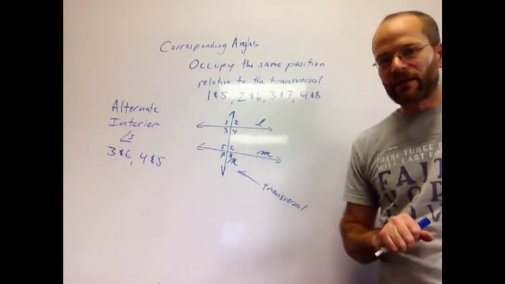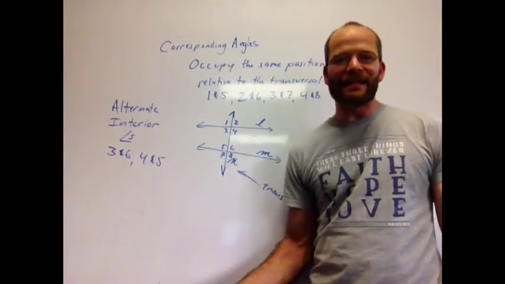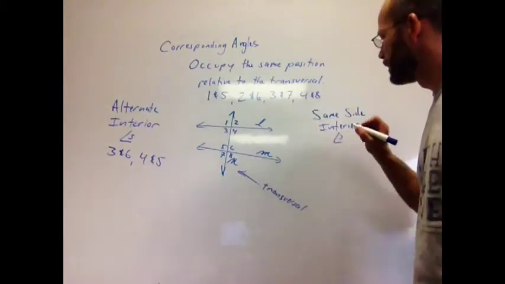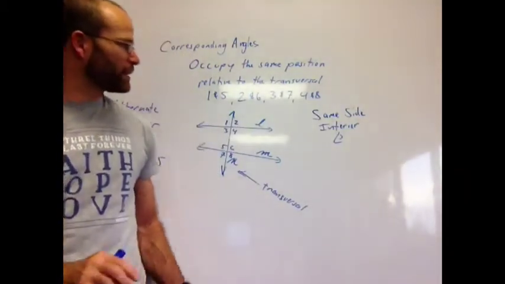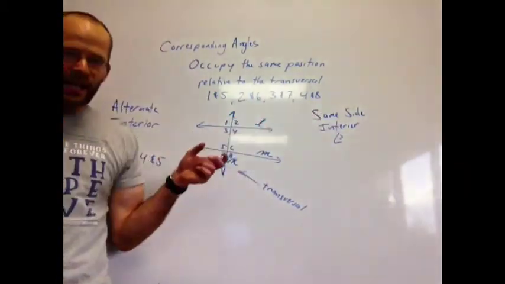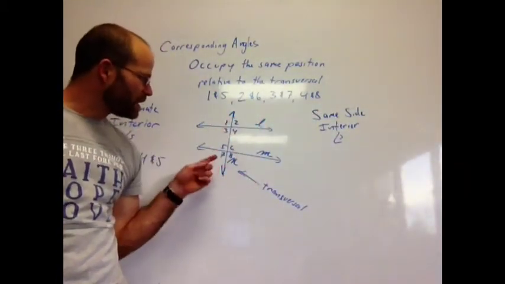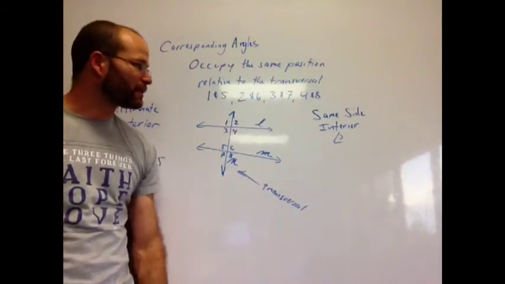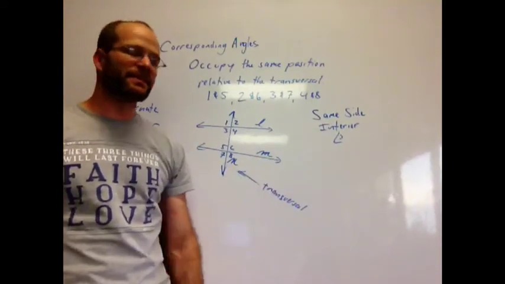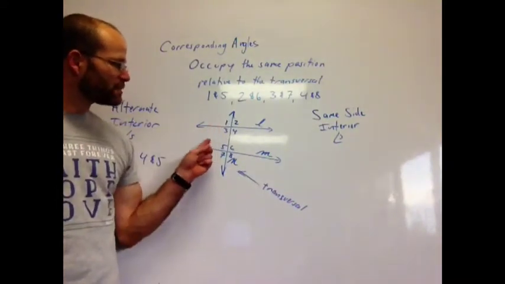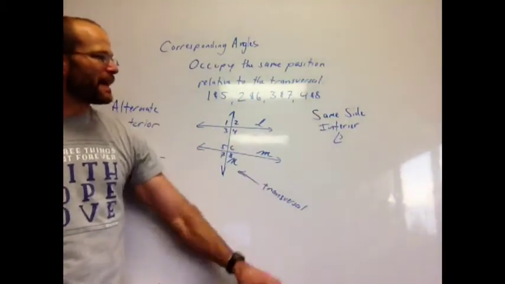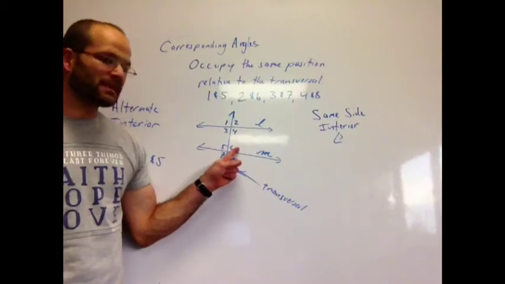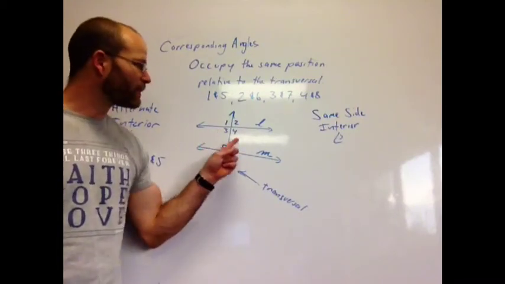There's a third category, which is same side interior angles. Okay, just like when we talked about alternate interior angles, same side refers to the angle's relationship to the transversal. So 4 and 6 are same side. 3 and 5 are on the same side of the transversal. Interior still refers to the position relative to these two coplanar lines. So when we talk about the same side interior angle pairs, we're talking about 4 and 6, for instance, or 3 and 5.